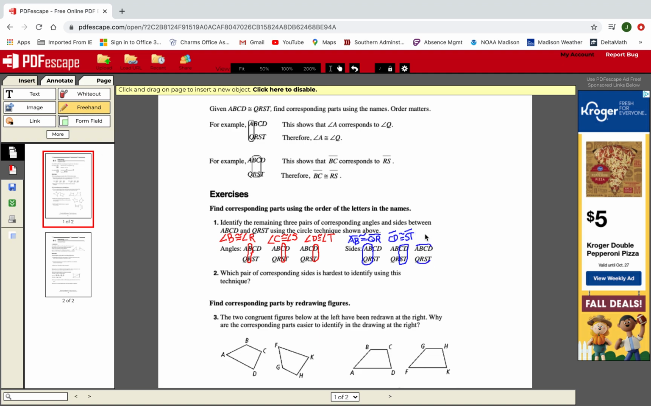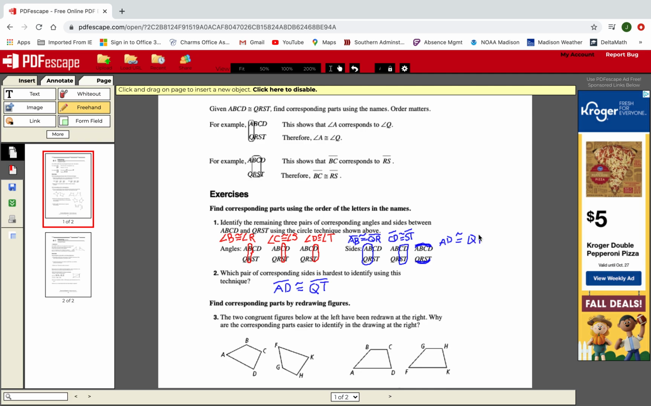Because it's hard to circle them using a circle technique there, that's definitely going to be the hardest one to show. So on number 2, it says which pair of corresponding sides is hardest to identify using the circle technique. Well, that would be AD congruent to QT, because it's hard to draw a circle around the first and the fourth letter on both of those without it looking super messy. So I didn't draw circles. I just drew a little arch. Can y'all tell that's looking a little arch? These 2 are connecting, A and D. And it looks like it's over the whole thing. Sorry about that. Okay, so this is saying AD congruent to segment QT.